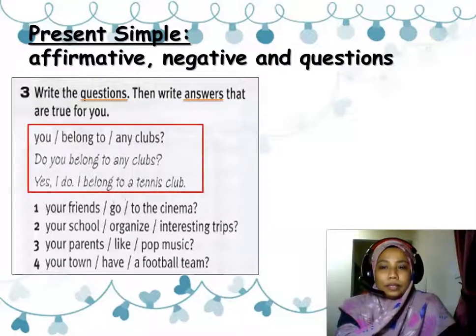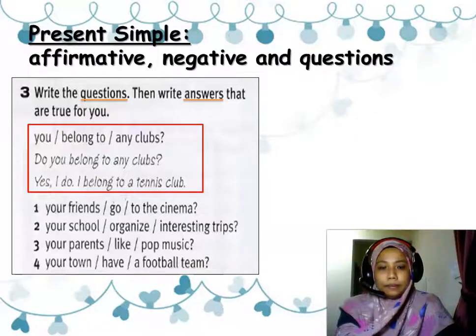Let's refer to the example in the red box. Do you belong to any clubs? Let's try to create the questions. Do you belong to any clubs? Yes, I do. I belong to a tennis club. Next, let's try the questions.